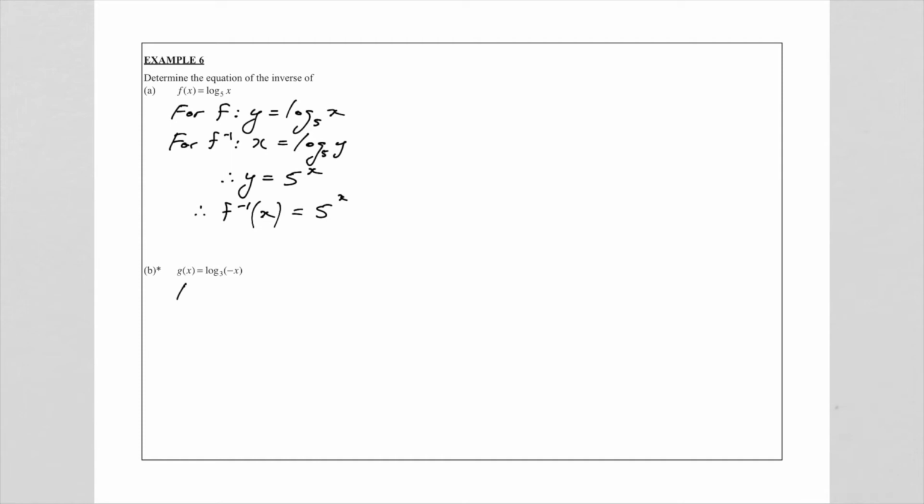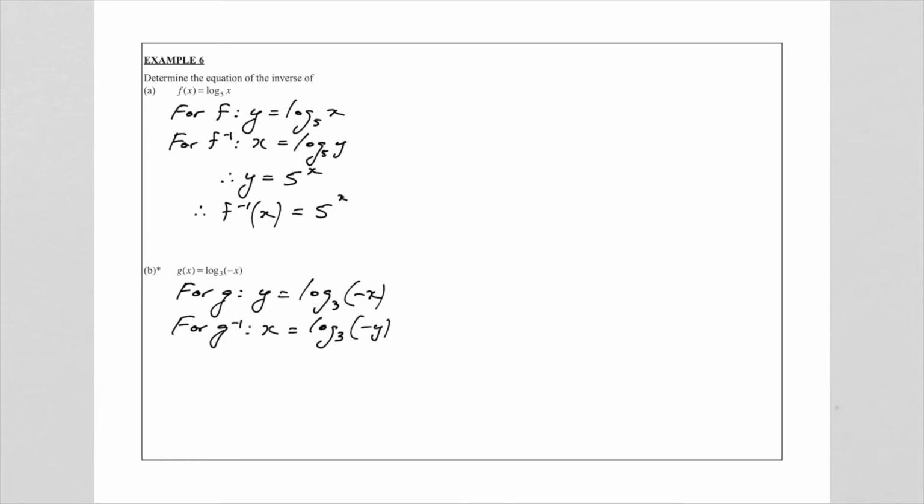So I'm going to say that for g, y is equal to the log of minus x with a base of 3. And then for the inverse of g, x is equal to the log of negative y with a base of 3. And if we use that notation now again, that will give us the exponential function again.